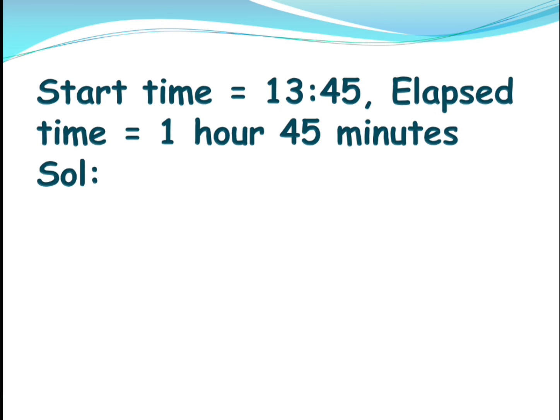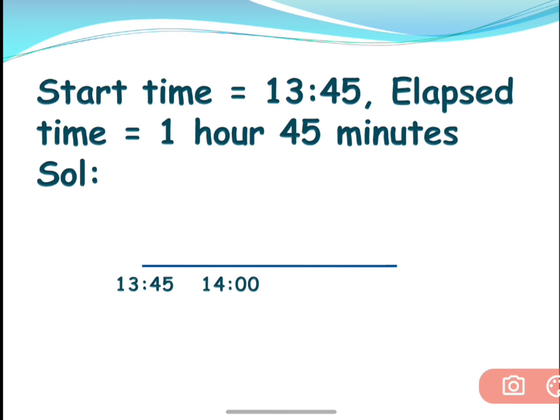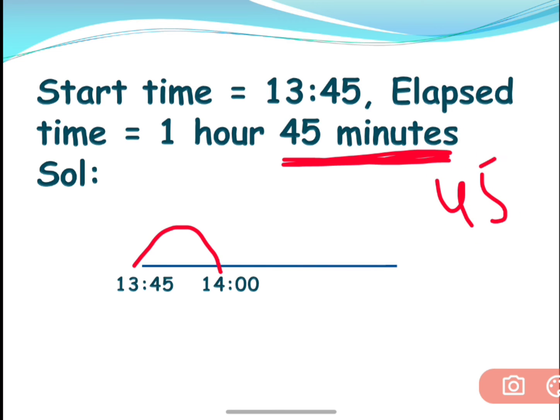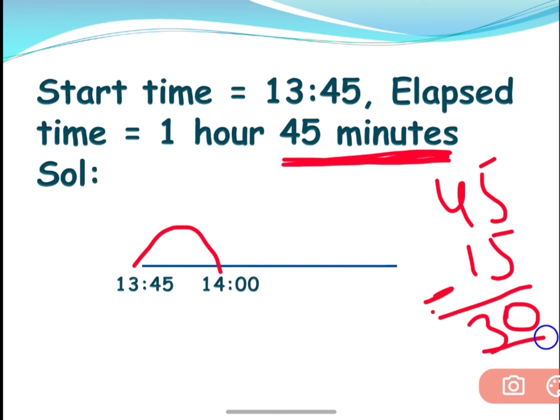So let's start. Here is your timeline. 13:45. In 15 minutes you'll reach 14, isn't it? So for 15 minutes I have taken, I have reached 14 o'clock, that is 2 o'clock in the afternoon. That means we have used 15 minutes of the 45 minutes. If you subtract, how much is left out? 30 minutes is left out now.